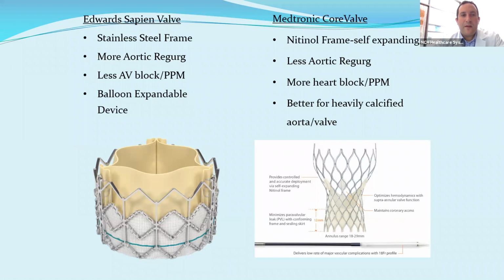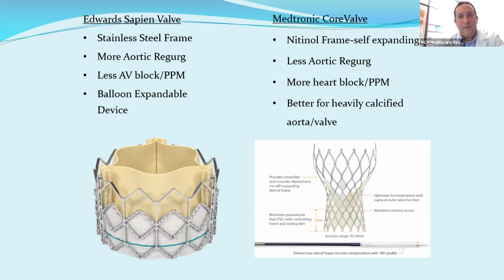There are 2 valves that we use. The first is the Edwards Sapien valve, and that is the majority of our valves at NCH. It's a valve we're very comfortable with. This is slightly old data. It's a stainless steel frame. It's deployed by inflating a balloon inside the aorta to break the current valve and expand this one. It has a little bit more leaking around it, but less need for a pacemaker than the other valve.